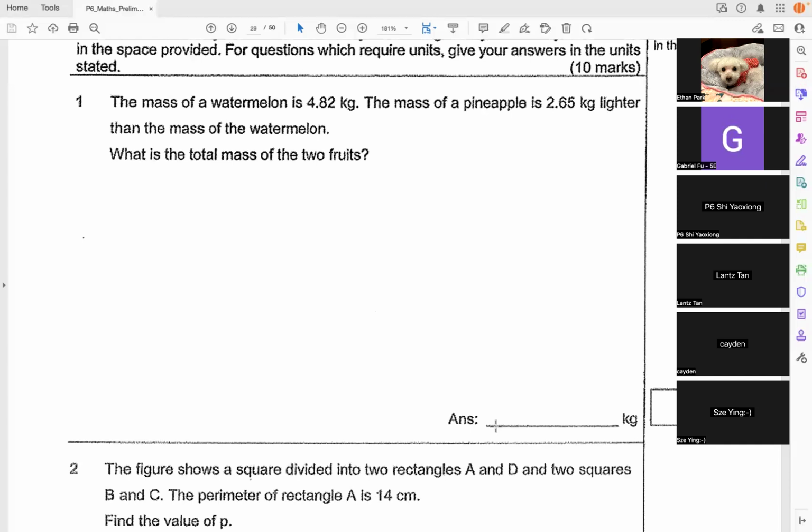Let's do question 1. The mass of a watermelon is 4.82. Okay, this question everybody got it right, if I remember correctly. But nevertheless, I'll just show you how it's done, right? So the mass of a watermelon is 4.82 kilogram. So the way we record is like this: W for watermelon.